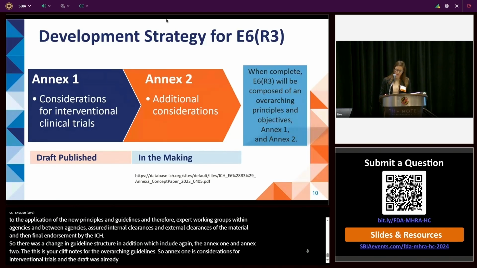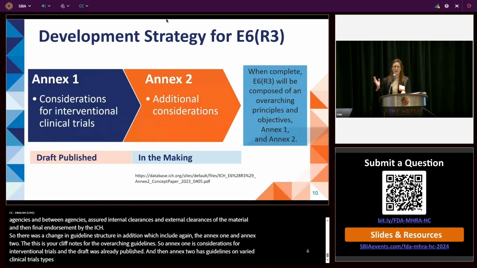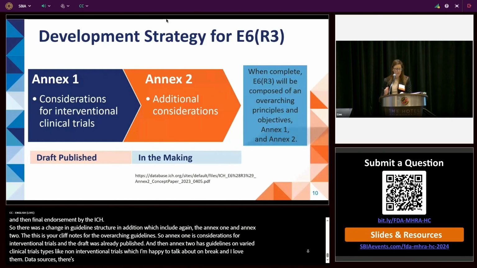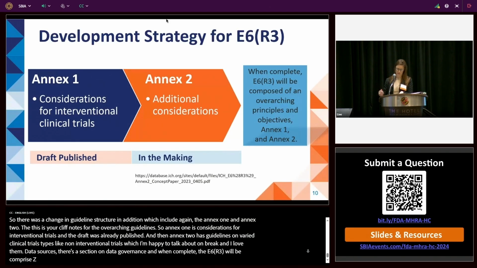And then Annex 2 has guidelines on varied clinical trial types, like non-interventional trials, which I'm happy to talk about in a break. I can talk about for days. I sort of love them. Data sources, there's a section on data governance, and when complete, the E6R3 will be comprised of the overarching principles and objectives, the Annex 1 and the Annex 2.